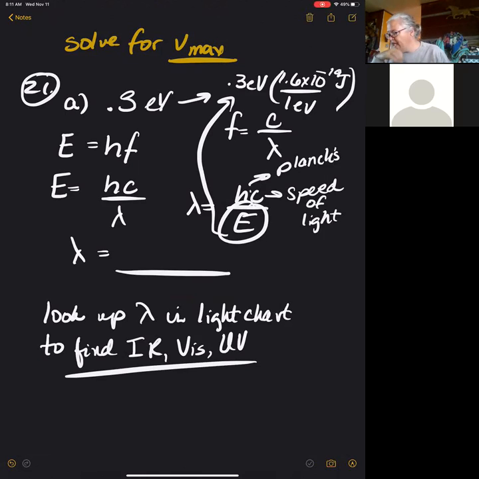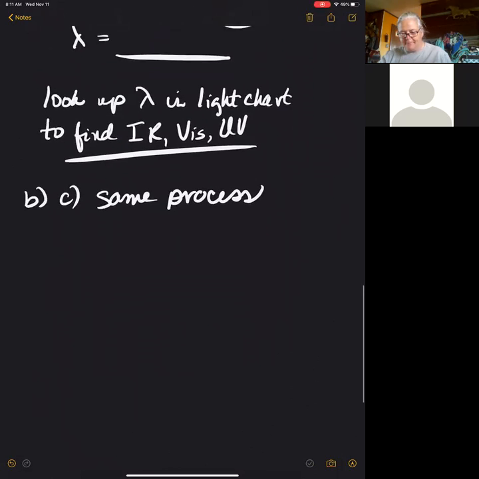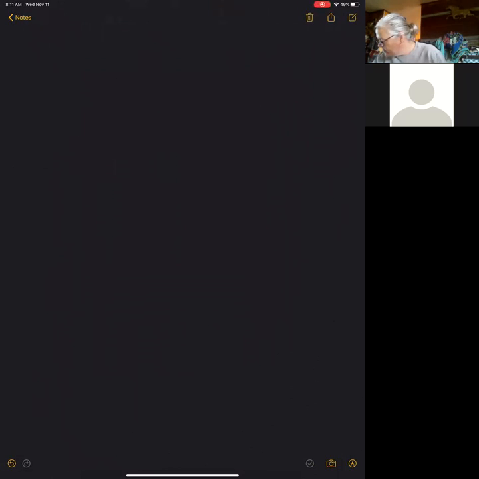You're going to do that same thing for all three of those values of energy, so 0.3, 3, and 30. It's the same process for all three parts, so I'm not going to go through B and C again, because you're just going to have a different value up here where you convert to joules. So that one's not too bad. Just make sure you convert to joules. All right, let's do one more.